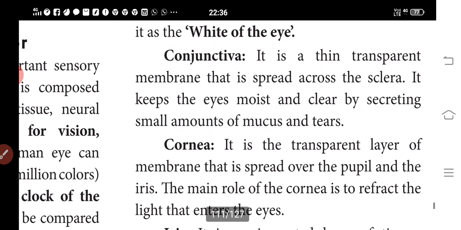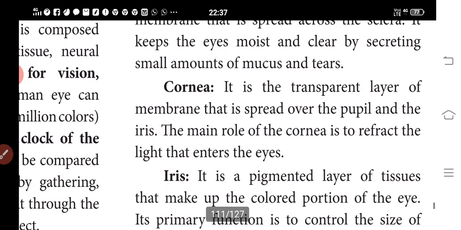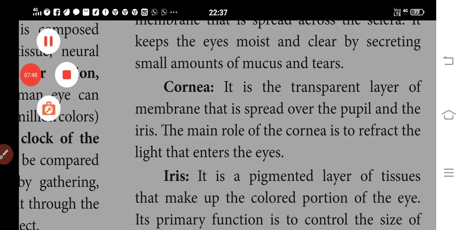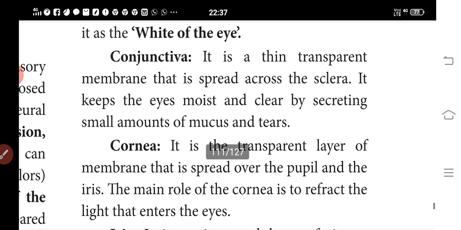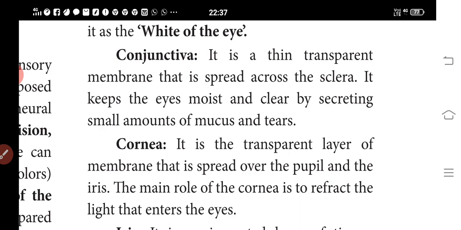Next one is the conjunctiva. It is the transparent layer of membrane that is spread over the sclera. It keeps the eye moist and secretes small amounts of mucus and the tears.